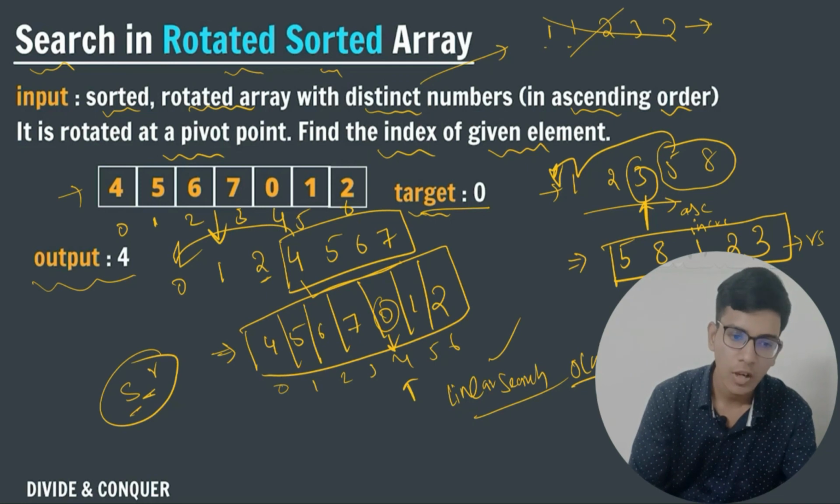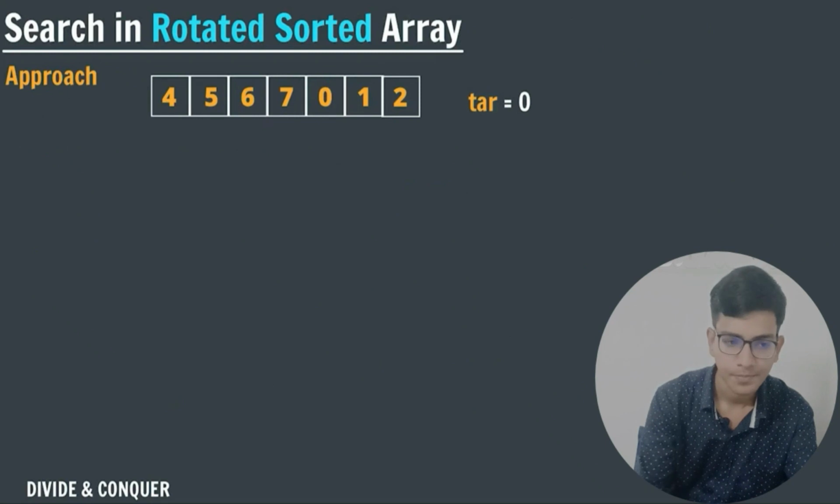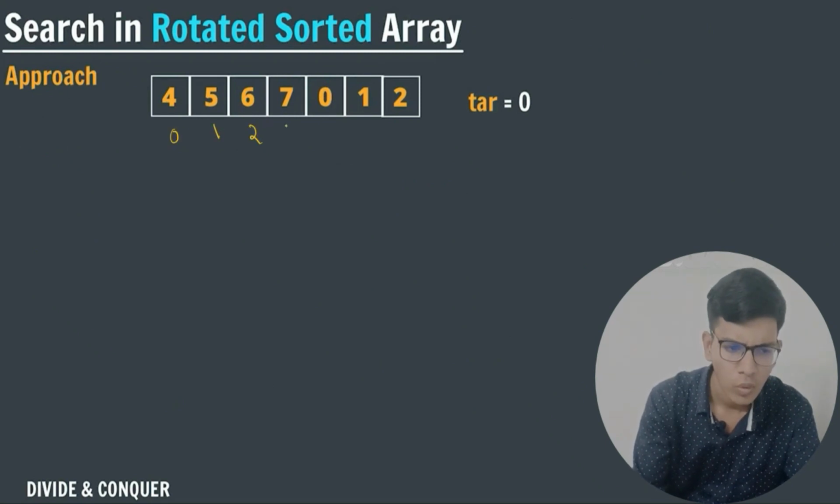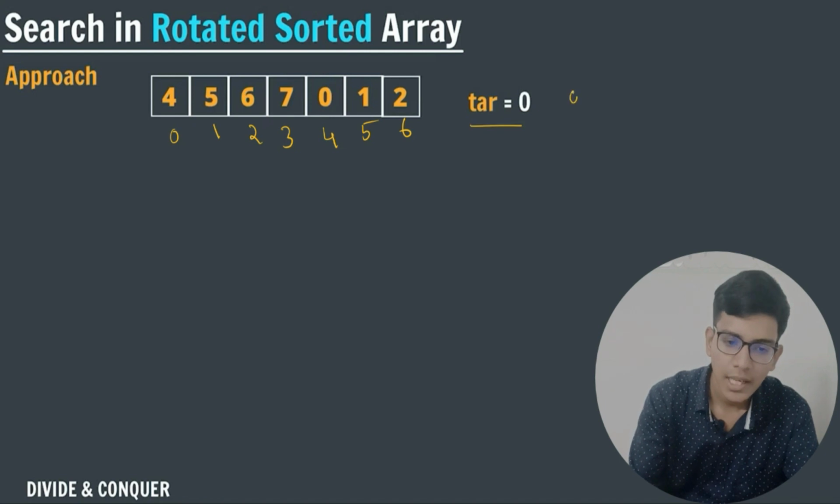I hope you have understood the concept. Now let us talk about the approach of this question. This is my given array, and these are my indexes: 0, 1, 2, 3, 4, 5, 6. This is my target, and our output should be 4, because the index of our target is 4. So we will return 4 as my output.